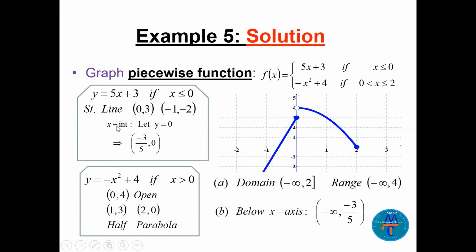If you need the x-intercept here, see, there's an x-intercept. Let y equal 0. So put y as 0, x will be minus 3 over 5. This is the number here, see, minus 3 over 5.